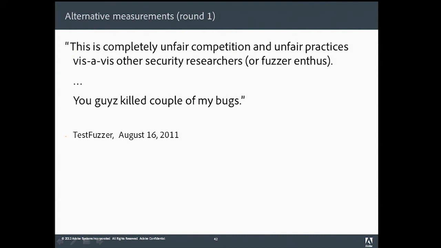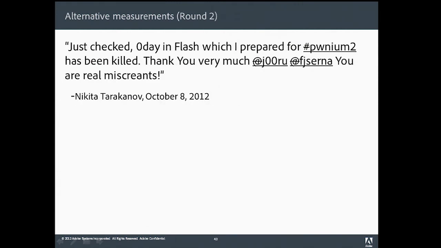If you want an alternative measurement, after we did the fuzzing run, people started complaining online that we killed all their bugs, and that Google was cheating by using their massive computing power to find the bugs. After the second round, we got similar complaints, where someone was getting ready to file for Pwnium 2, and Google killed the bug right before they were able to file. So that's one way of sort of measuring these.